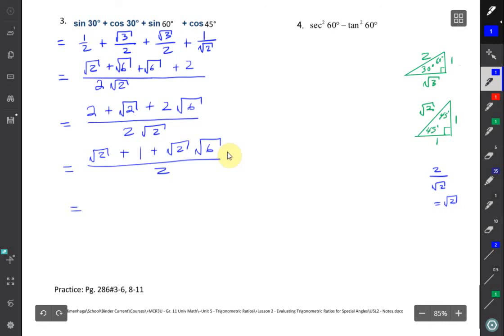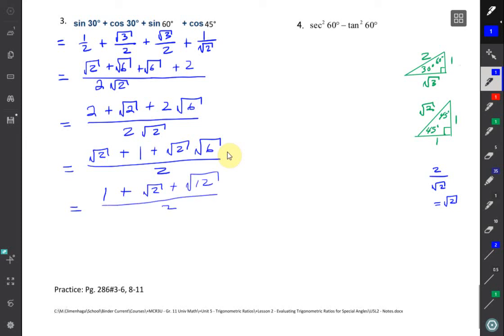Now, simplifying the numerator, I have a 1. You don't have to write the 1 first, but sometimes it's a nice way to leave it, and it's not uncommon to see that. So if I write 1, then I have the root of 2 plus root 2 times root 6, which is root 12, all over 2. Now I'm almost done, but root 12 has a perfect square that goes into it, 4. So I need to simplify that root 12. 1 plus the root of 2 plus the root of 4 times 3, all over 2.